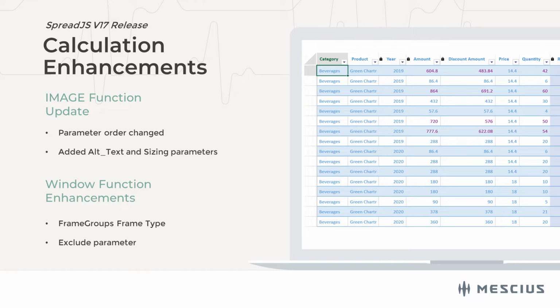The TableSheet window function has also been updated to include the frame group's frame type and the exclude parameter. The frame group's frame type is defined by groups as the starting and ending boundaries of the frame. The exclude parameter is an optional parameter that lets you exclude rows or groups from a frame.